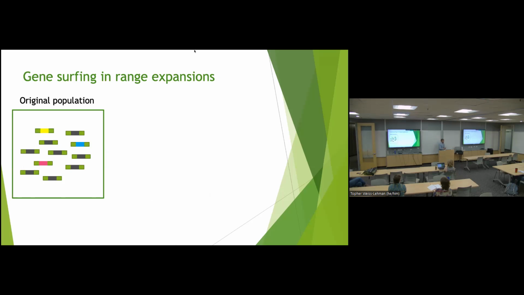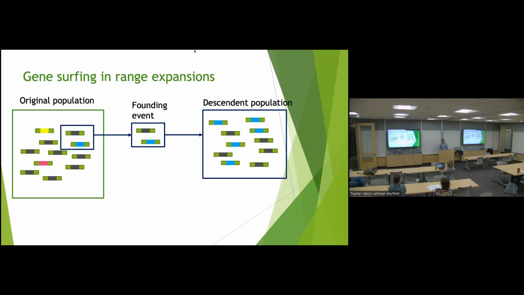And gene surfing operates via a founding effect. Just to remind everyone what I mean when I say founding effect, if we think about a starting population here, represented by these cartoon genomes where the colors represent different alleles, and there's some founding event that randomly samples a few individuals from this population, say the gray and the blue allele here, and then given time, a descendant population arises from that founding event, you can see that this descendant population now has a very different frequency of these alleles than the original population.